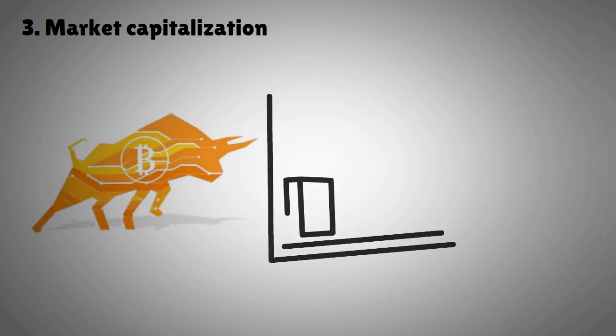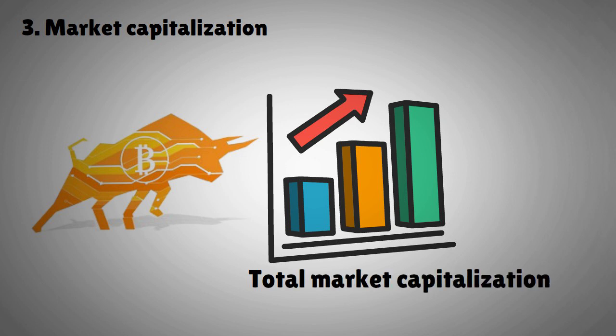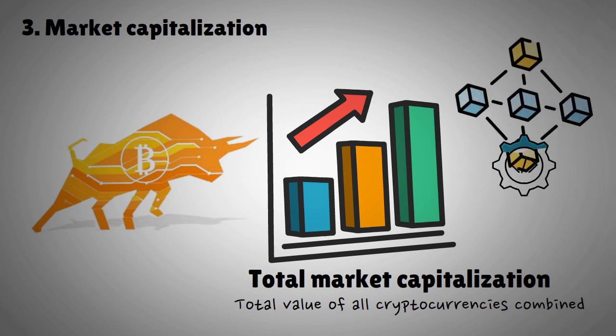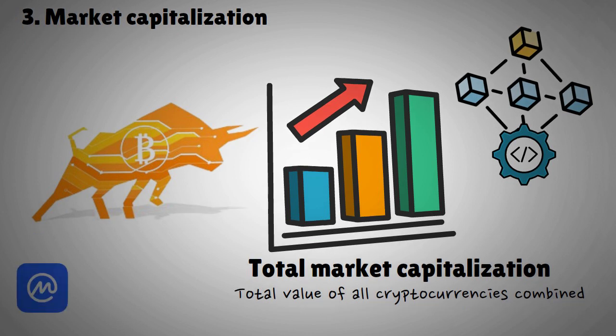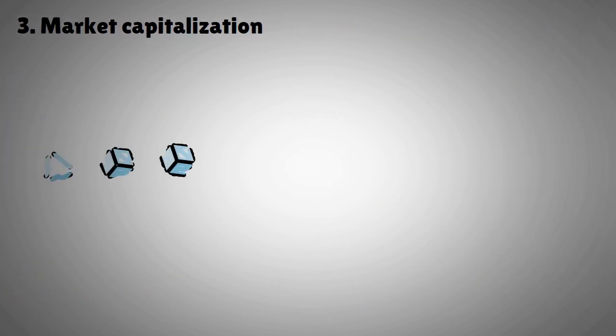Number 3. Market capitalization. Crypto bull markets are often associated with an increase in total market capitalization, the total value of all cryptocurrencies combined. Market capitalization can be assessed using an on-chain data analysis tool, such as CoinMarketCap. CryptoQuant is a good place to get this data.